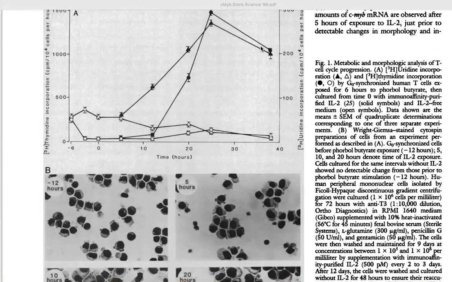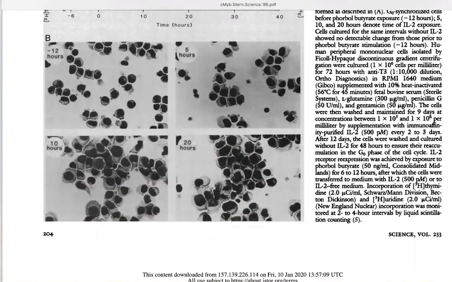And if you looked at the morphology, I started as a hematologist, so this is the kind of thing that they taught me how to do in the clinic, was to look at the blood film, or smear, they called it. This is a similar experiment to the one I just showed you in the A part of the figure, except the PDBU was added at minus 12 hours, at a time when the cells were 100% small, round, resting lymphocytes. And then this is 5 hours after the addition of IL-2. For the majority of them, they are still small, round lymphocytes.